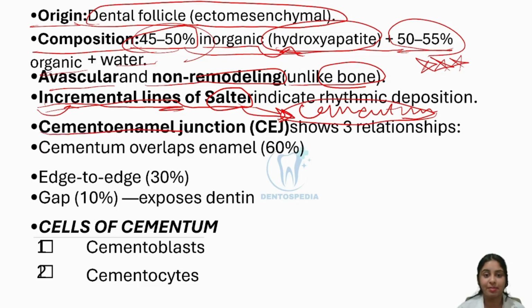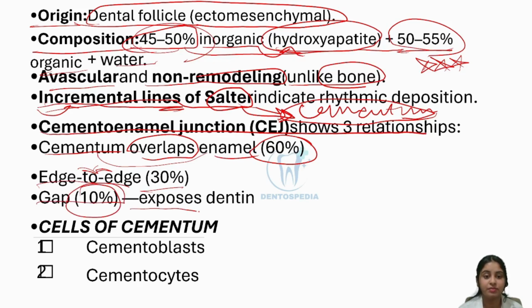Now the cemento-enamel junction shows three types of relationship. Cementum overlaps the enamel, which is seen in 60% of cases. Edge to edge means the cementum and enamel just meet each other, which is seen in 30%. And if there is a gap, that is the 10% which exposes the dentine, meaning the cementum and the enamel fail to meet each other and a gap is created in between. The cells of the cementum are known as cementoblasts and cementocytes.